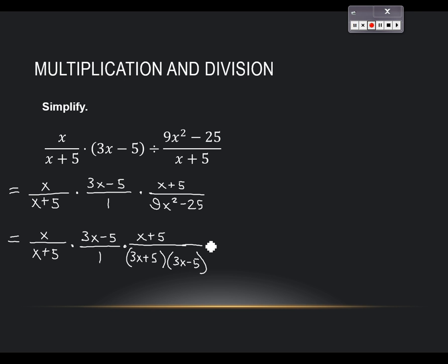Okay, and then is there anything that cancels out? Yeah, again, we kind of could have probably hacked the problem a little bit. You can see this coming. Our x plus 5s, our 3x minus 5s cancel out, so we just get what? x over 3x plus 5. And if I were to ask you to graph this thing right here, y equals that.